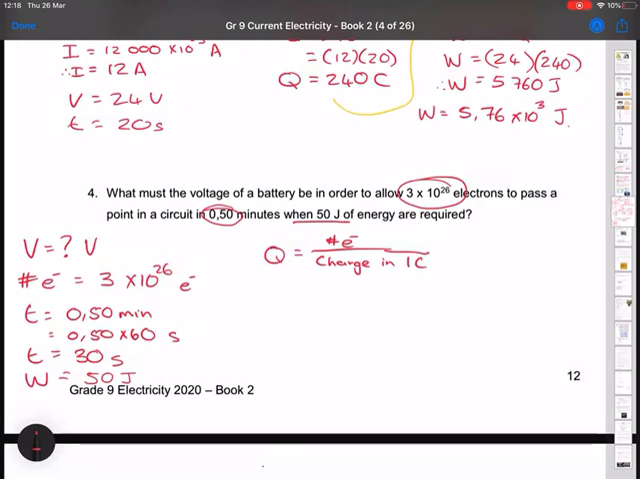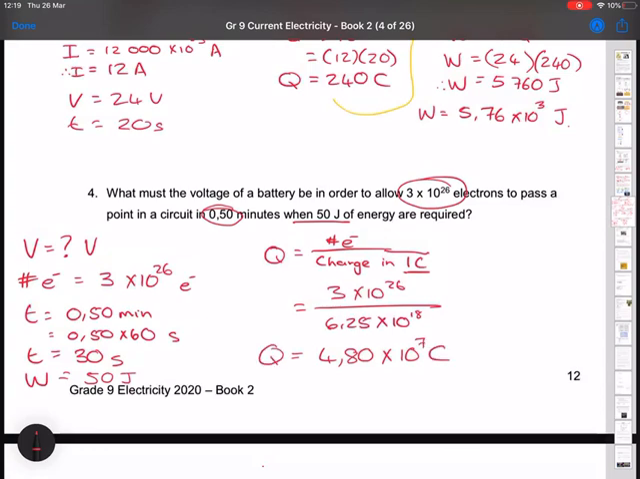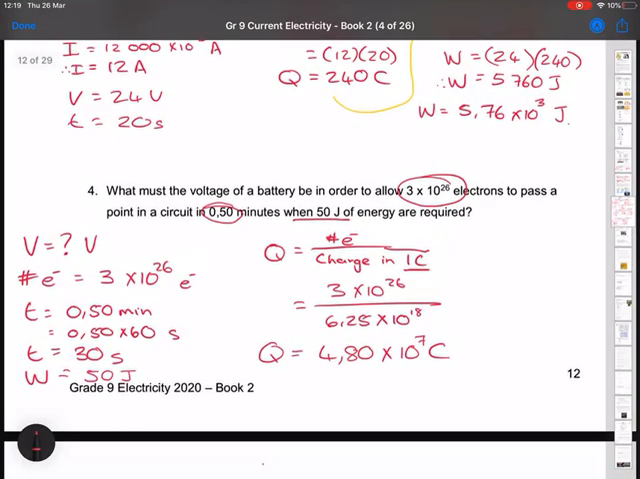Think of it as if I told you a box of Smarties has got 10 Smarties in it and you had 50 Smarties. How many boxes of Smarties do you have? 50 divided by 10 would give you 5 boxes of Smarties. So a coulomb of charge is just an amount of charge. That amount is 6,25 times 10 to the 18 electrons. How many do we have? We've got 3 times 10 to the power of 26 electrons. So that gives us 4,80 times 10 to the power of 7 coulombs of charge.